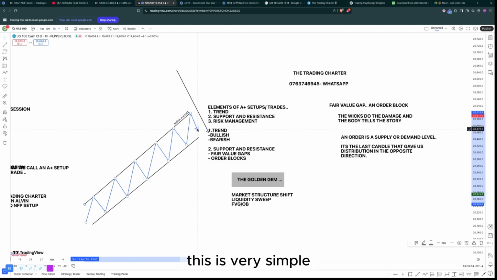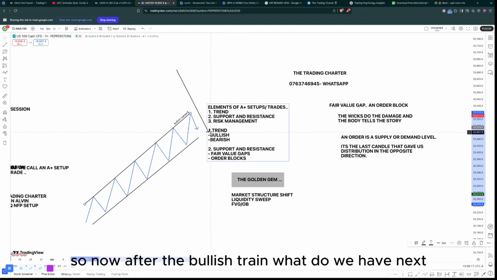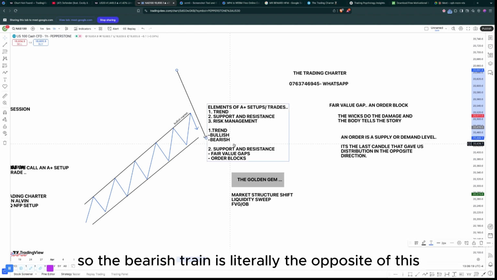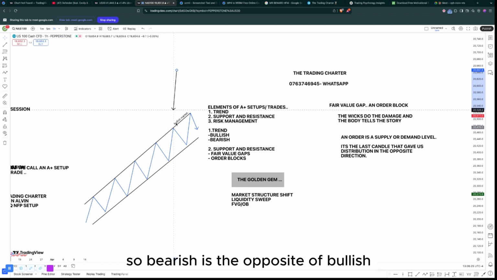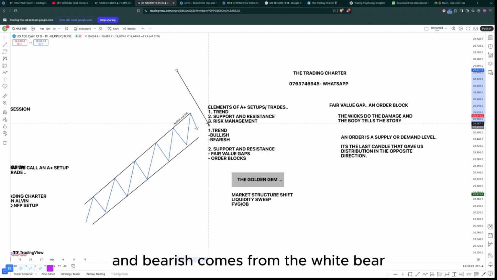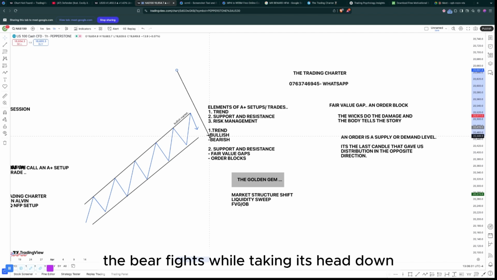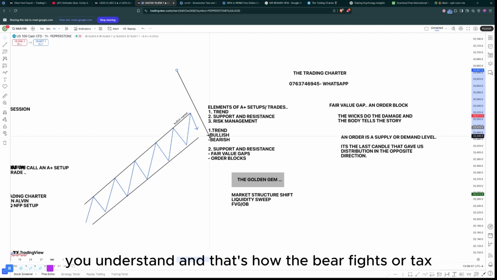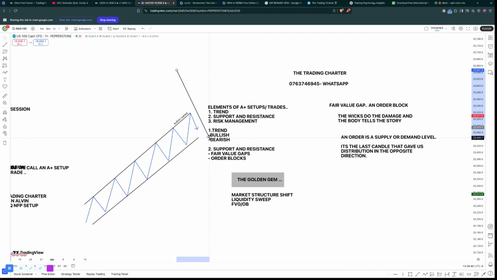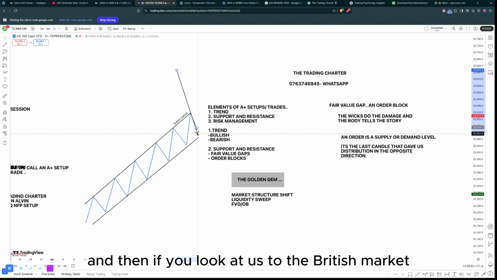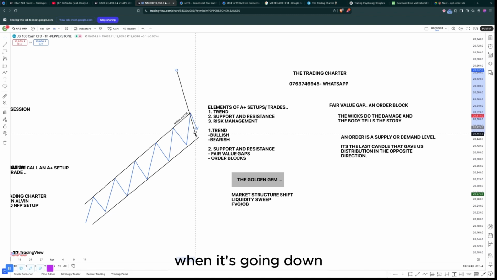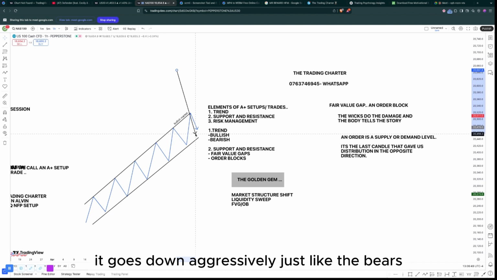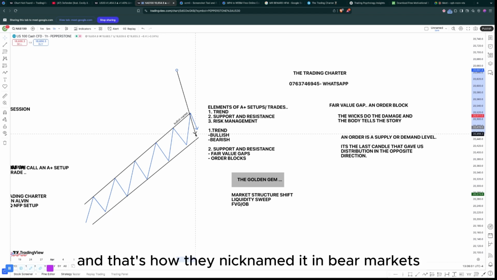This is very simple. So now after the bullish trend, what do we have next? We have something called the bearish trend. So the bearish trend is literally the opposite of this. So bearish is the opposite of bullish, and bearish comes from the word bear. And how does the bear fight? The bear fights while taking its head down or pumping its claws down. You understand? And that's how the bear fights or attacks. And then if you look at also the bearish market or the down market, when it's going down, it goes down aggressively, just like the bears. And that's how they nicknamed it a bear market.